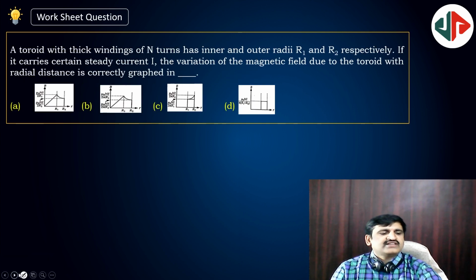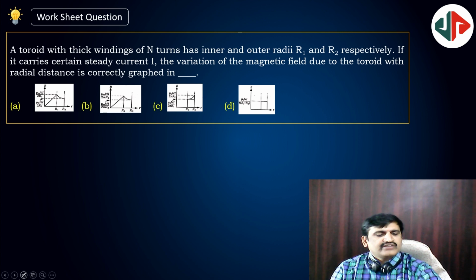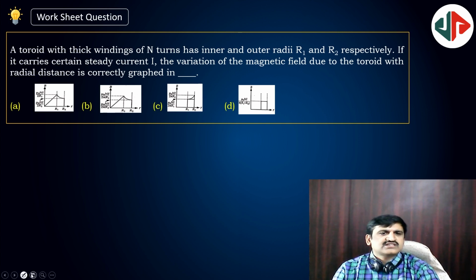A toroid winding N turns has inner and outer radii R1 and R2 respectively. It carries a certain current I. The variation of magnetic field due to the toroid with radial distance is correctly given by: inside the toroid magnetic field is constant, that is B equal to mu naught N I. Then option D is the possible one.